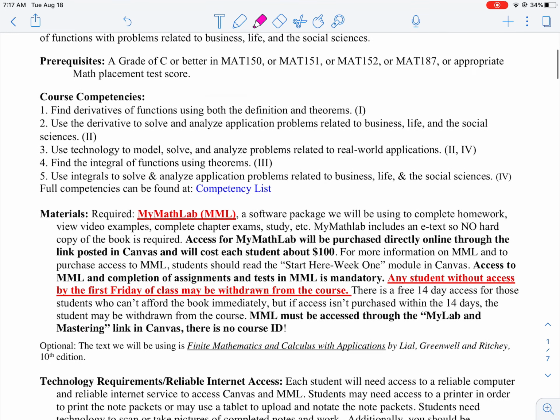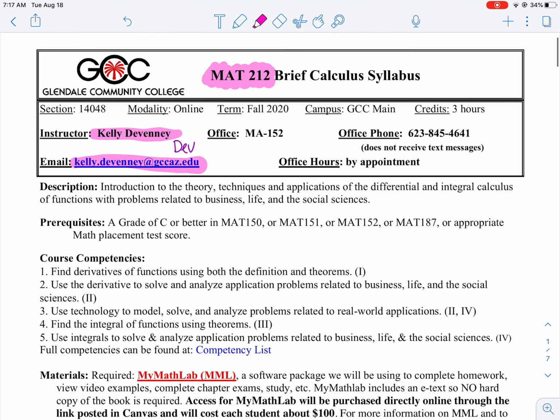But you can see the course competencies, all the different things that we're going to learn throughout the semester, lots of different calculus stuff. And I'm going to add a little bit, not to scare you, but just to be honest with you. A lot of students get kind of confused with this word brief calculus, and I think they think that it means just like a cute little soft, easy calculus. And unfortunately, that's not what it really means.